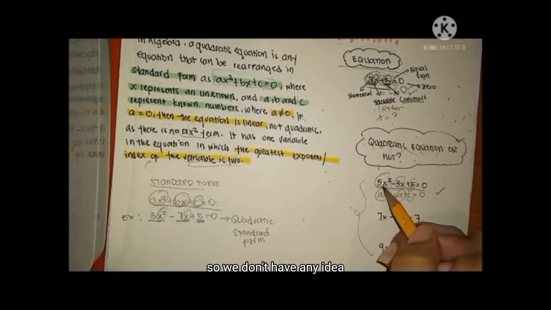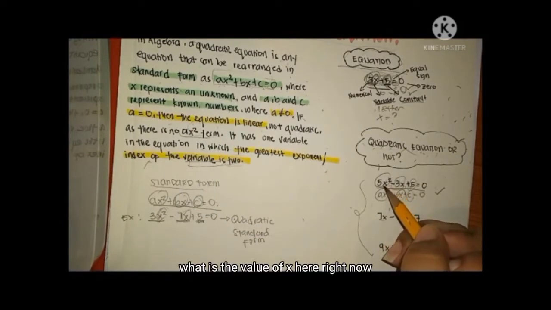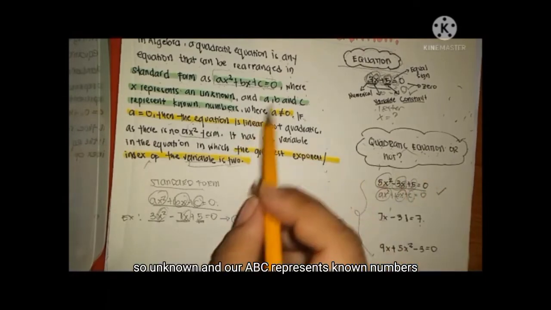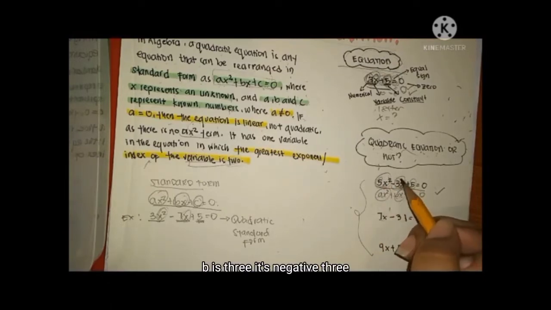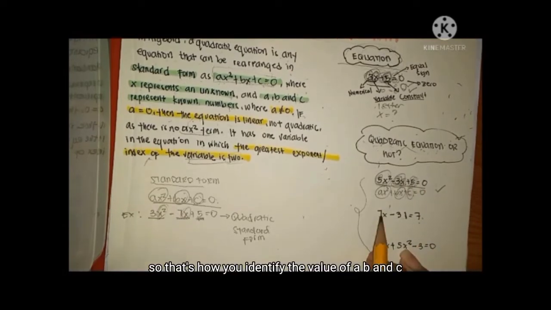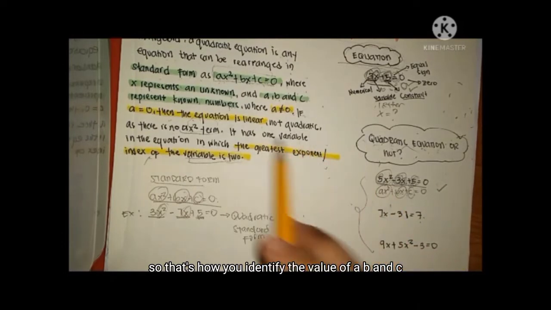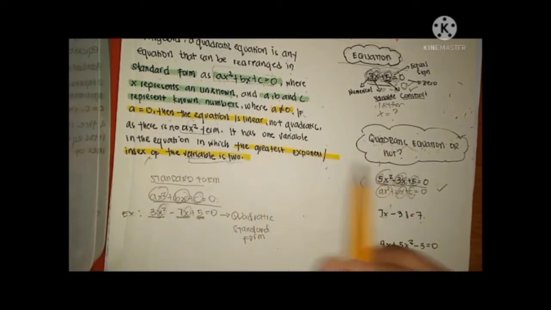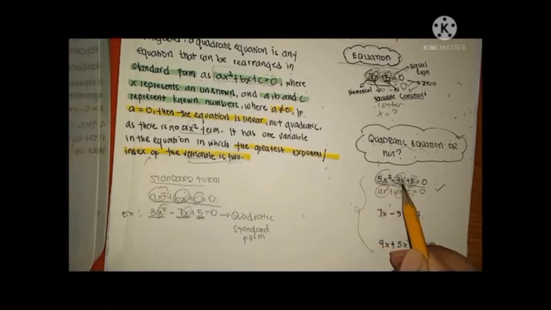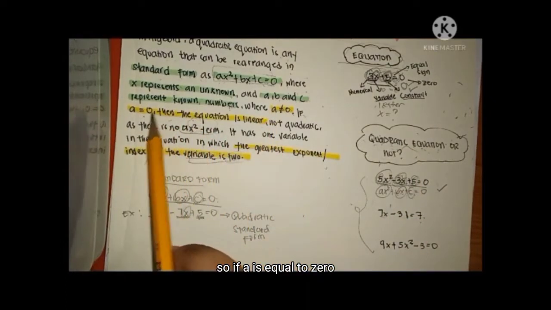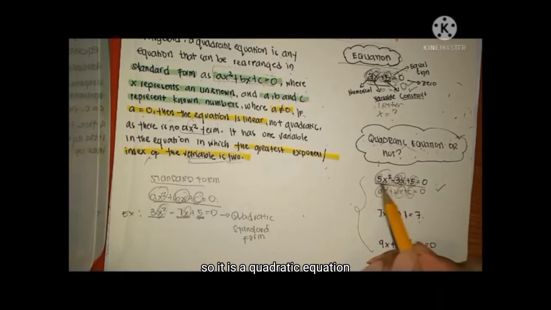So we don't have any idea what is the value of x here right now. So it is unknown. And our a, b, c represent known numbers. So these are the values of our a, b, c. A is 5, b is negative 3, c is 5. So that's how you identify the value of a, b, and c. Just look at the number attached to the variables. A is not equal to 0, so it is a quadratic equation.